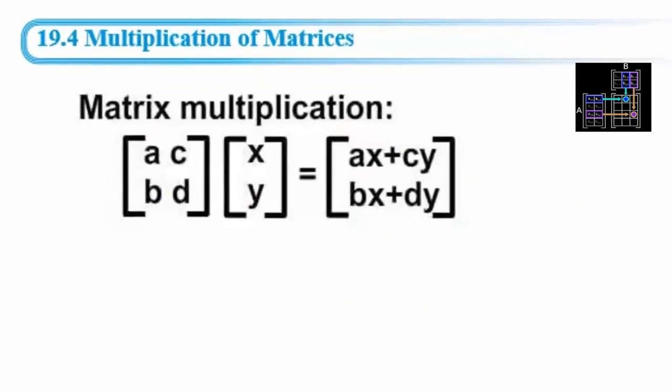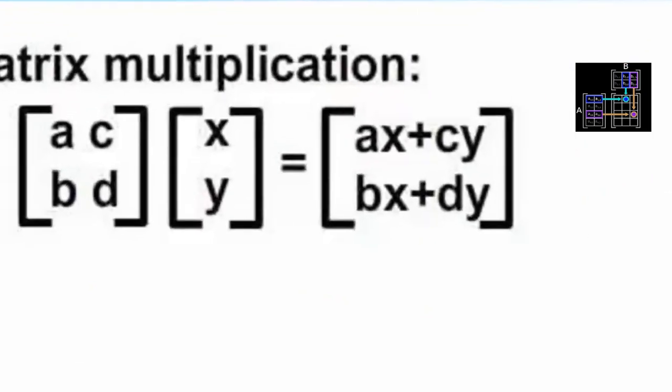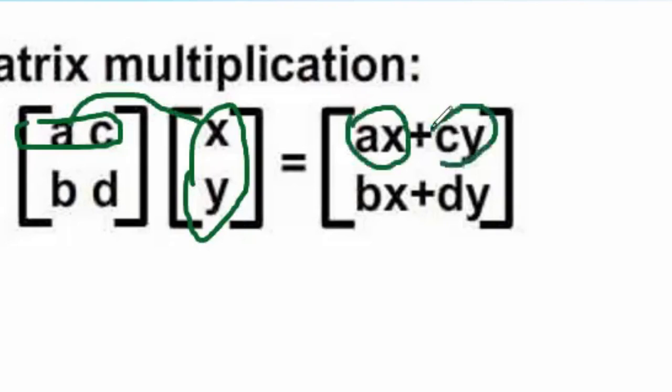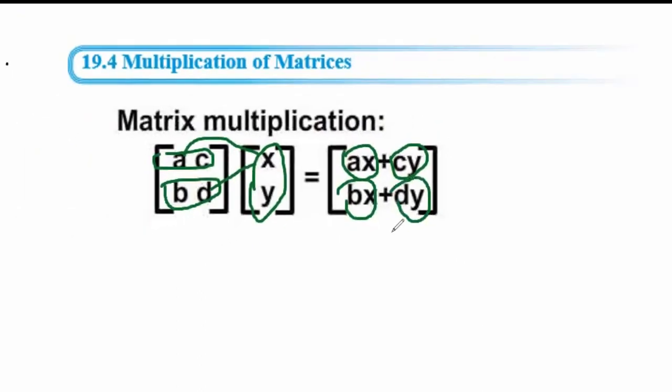Multiplication. Here, the difference is this one. We multiply, see, take this row and multiply by the column. That's how we multiply and add. a into x, ax, plus c into y, add that, right? Then we come to the second row, b into x, plus d into y, and we get the second row.